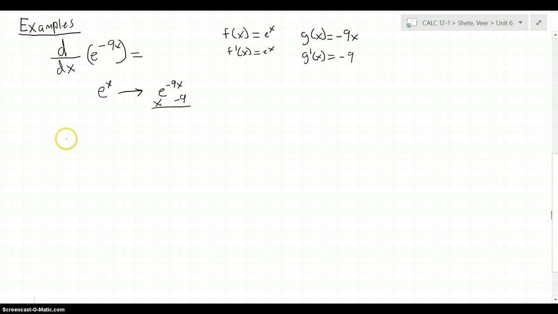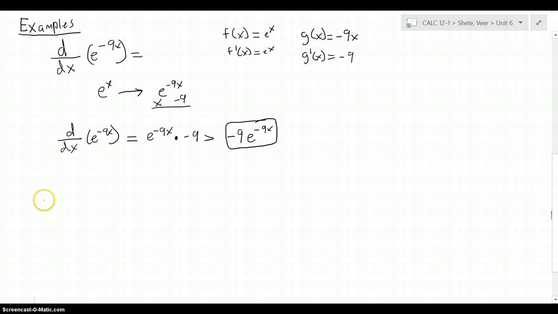So in this case, our derivative of e to the negative 9x should result in e to the negative 9x multiplied by our g prime of x, which is negative 9, which will then result in our derivative equaling negative 9 e to the negative 9x. So that will be our derivative of e to the negative 9x.